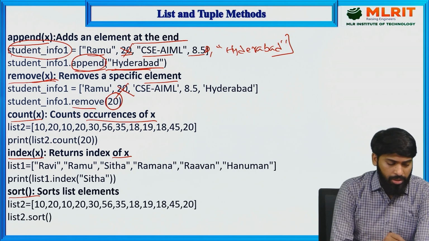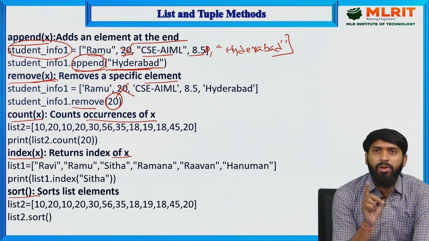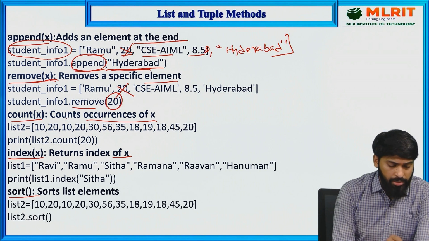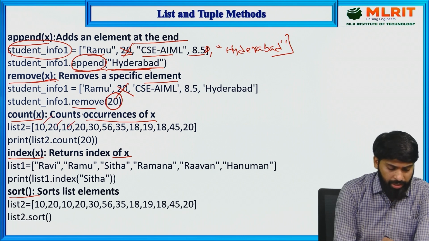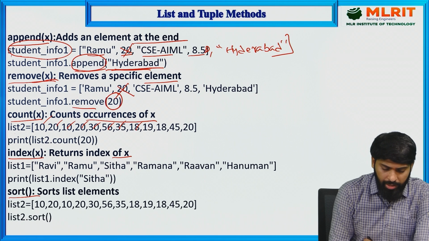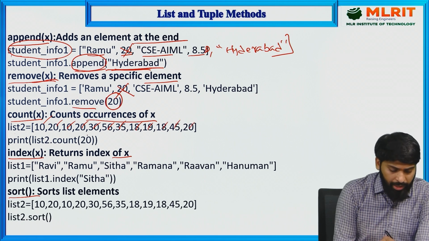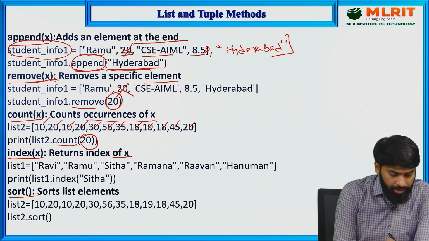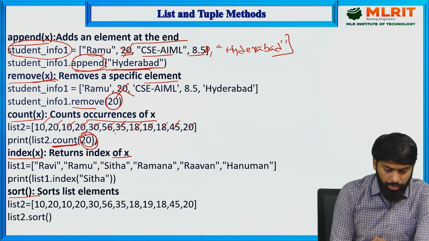Count we use in both list and tuple, but append and remove are not allowed in tuple. Why? Because tuple is immutable. So for count, this is list 2. These are the inputs: 10, 20, 10, 20, 30, 56, 35, 18, 19, 18, 45, 20. Now I want to know how many times 20 is in list 2. Then we use the count method, with 20 as the item. Now 1, 2, 3. So 3 is the expected output.